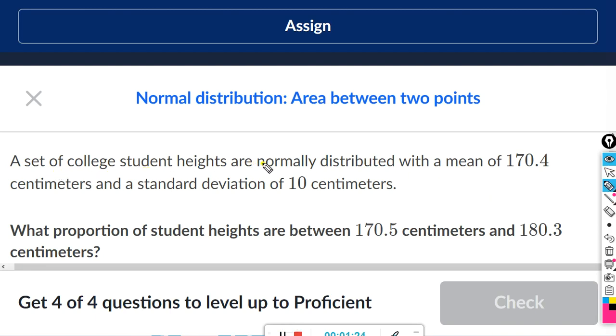It says a set of college students are normally distributed. The mean is 170.4. The standard deviation is 10. What portion of students are between 170.5 and 180.3? Okay, so remember the mean is represented by the Greek letter mu. The standard deviation is represented by sigma, and the values given, those are the x values. Okay, if you want, you can call them x1 and x2. It doesn't really matter, but we're calculating z-scores.